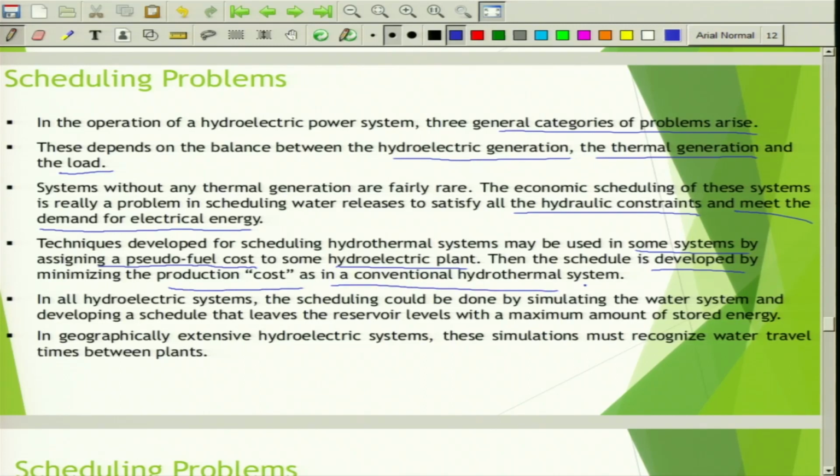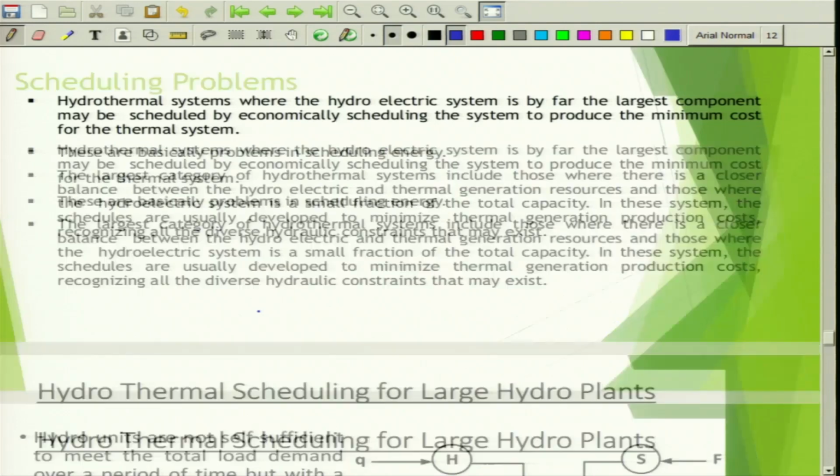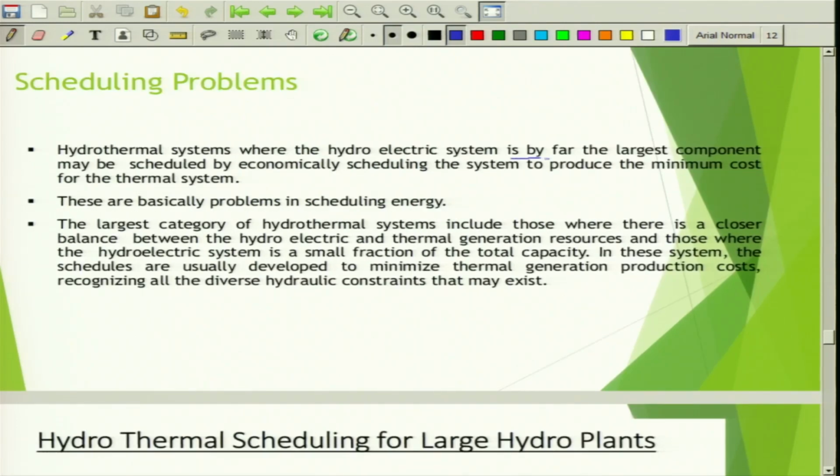In all hydroelectric systems, the scheduling could be done by simulating the water system and developing a schedule that leaves the reservoir levels with a maximum amount of stored energy. Now, the objective of typical hydrothermal scheduling would be to have maximum amount of stored energy in the reservoir, while you still meet the hydrothermal scheduling. In geographically extensive hydroelectric systems, these simulations must recognize water travel time between the plants also. Now, hydrothermal systems where the hydroelectric system is by far the largest component may be scheduled by economically scheduling the system to produce the minimum cost for the thermal system.